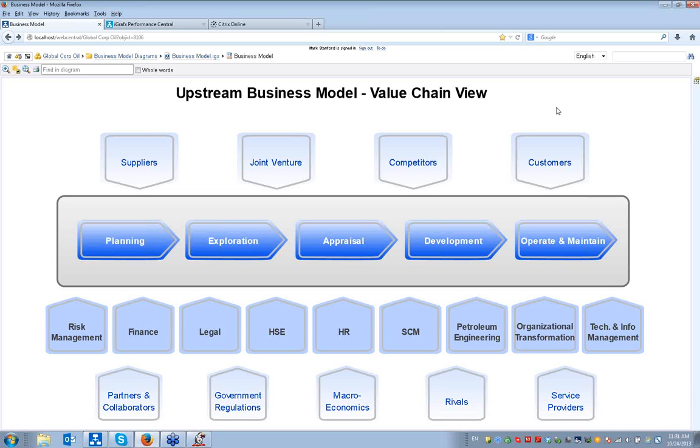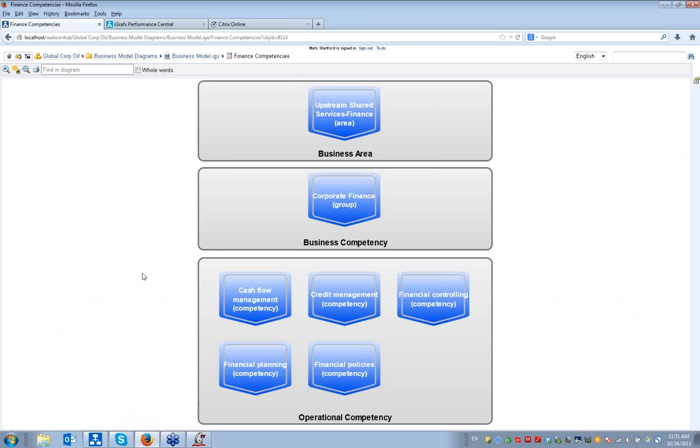Thanks, Mark. So I'm back looking at our model, and in this case, instead of navigating through the strategy map, I'm going to start and navigate through the business model. So in the PowerPoint slide, Mark already showed you this view, and he drilled into exploration. I'm going to drill into one of the shared services, finance, to look in more detail at the competencies organized by the business area, the business competency group, and finally down below here, the operational competencies.